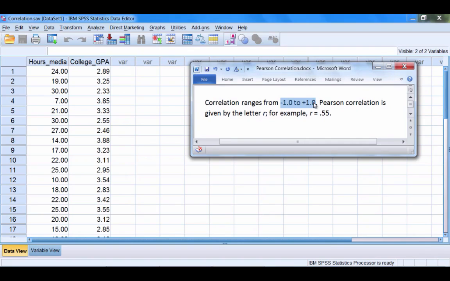It's in that range. You should never see a correlation of 1.2, for example, above this value, and you should never see a correlation of negative 1.8, for example. Those both would indicate mistakes. So if you ever calculate and get an answer that's outside of this range, or you ever see someone report an answer outside of this range, something's wrong, so you should take a second look at your values.